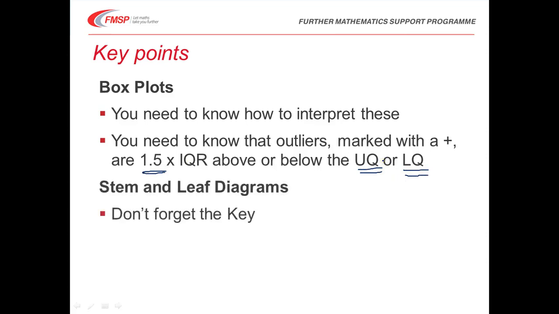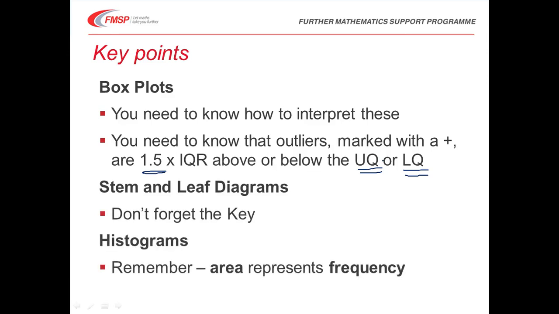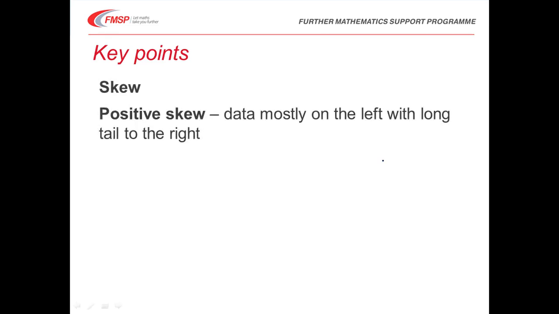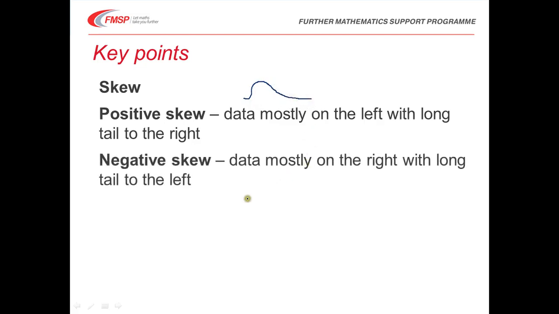You need to be able to draw a stem and leaf diagram. The most common mistake here is forgetting to draw the key. And histograms, all you really need to remember is that the area of the bar is what represents the frequency. Then we've got skew. Positive skew, data mostly on the left, so it looks like that. And negative skew, data mostly on the right, so it looks like that.